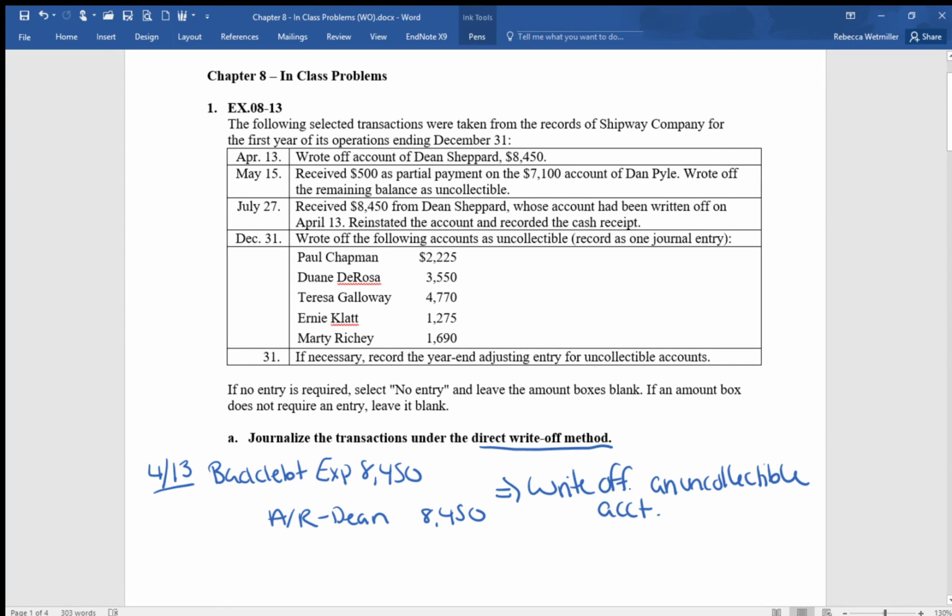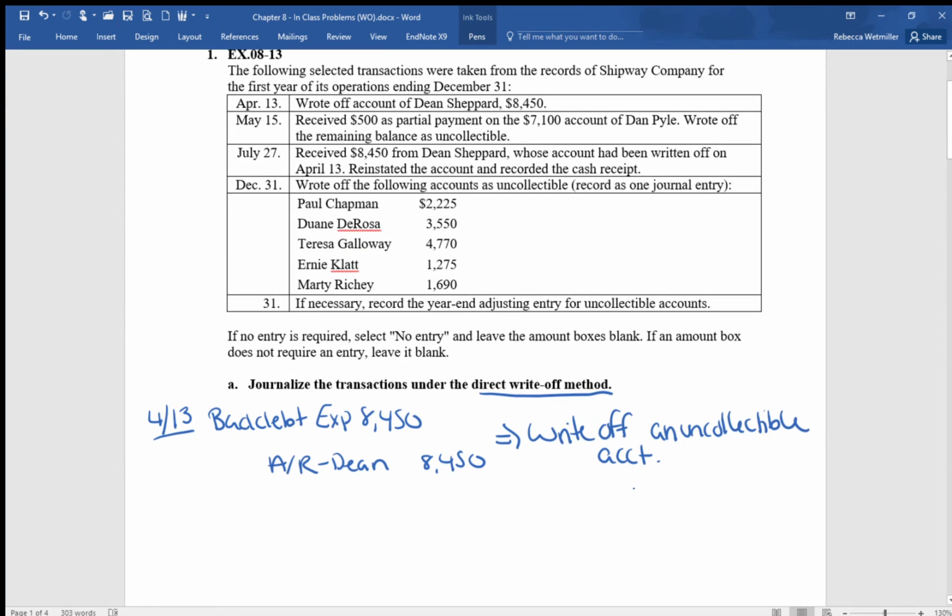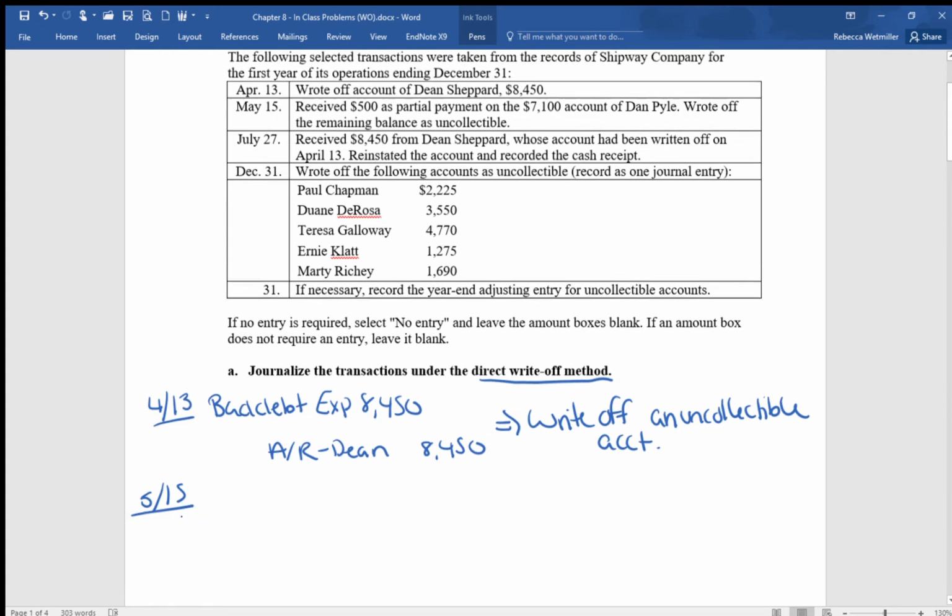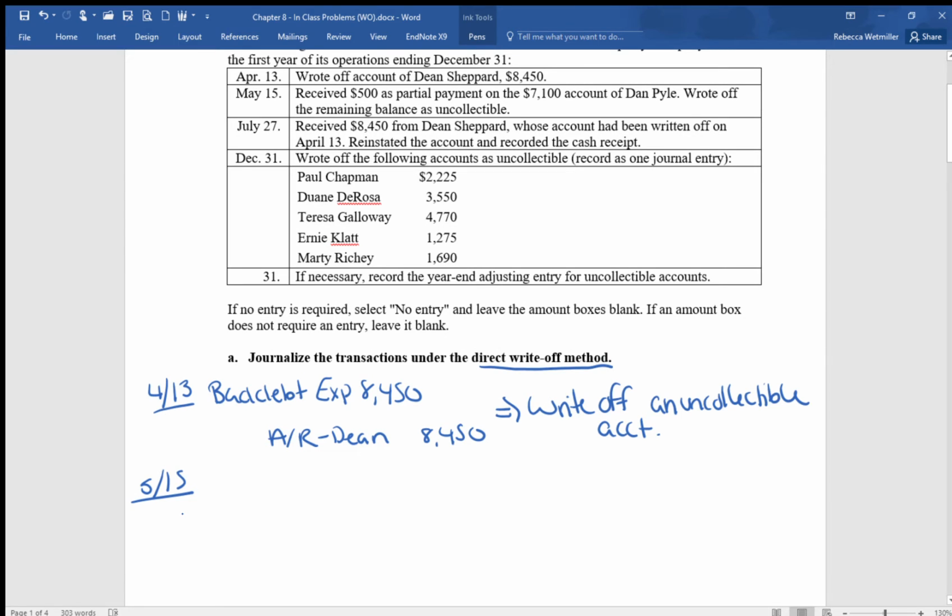Okay, so then on May 15th, it says we received $500 as partial payment of the $7,100 account of Dan Pyle, and we wrote off the remaining balance as uncollectible. So we did receive partial payment from this other account, but the remainder of it, for some reason or another, we know is going to be uncollectible. So the first thing we know is that we received some cash. So cash is an asset. We increase assets by debiting. So we'll increase our cash by 500, and then we'll do the same thing.